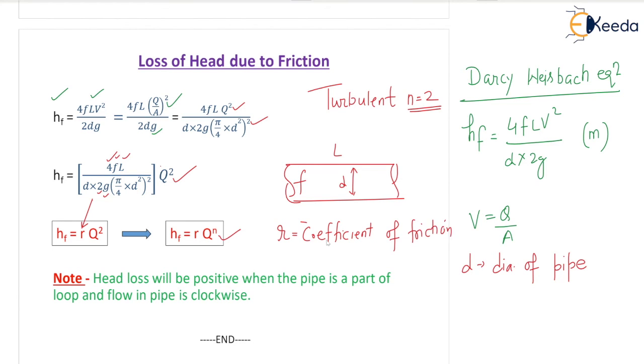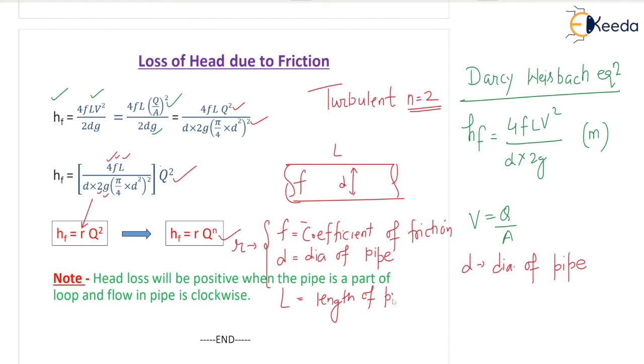number one. Second one, D is also there. D is your diameter of pipe. So I will write here F instead of R. I will write here F. So your R depends upon these parameters. F is your coefficient of friction. D is diameter of pipe, and one more thing is there, L. L is the length of the pipe.